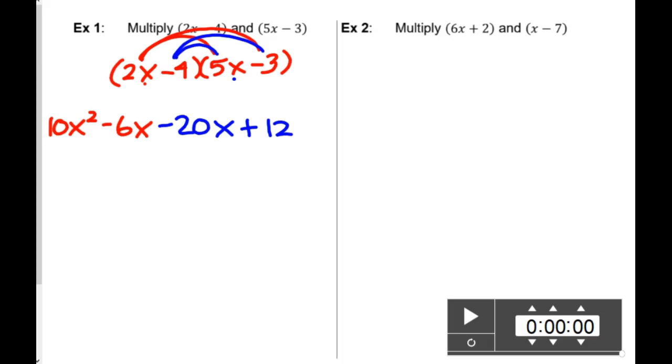Which one of these are like terms? There's only one x squared. There's only one constant. But these x's are the same, right? So let's combine that. What's negative 6 minus 20? So now we're not multiplying. Now we're going to add them together. Negative 6 plus negative 20. So negative 6 minus 20.